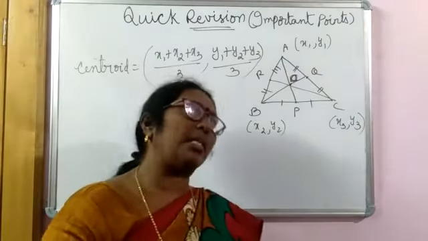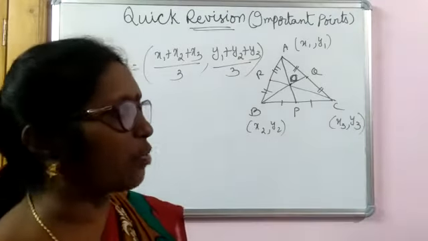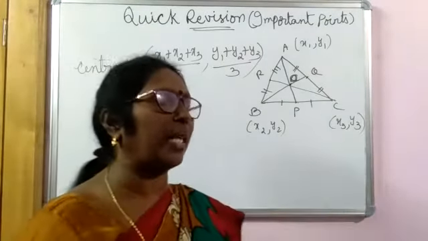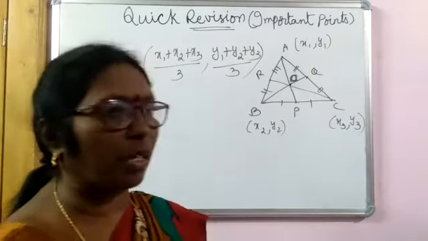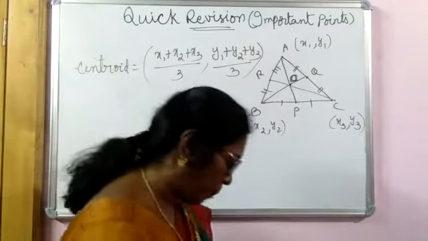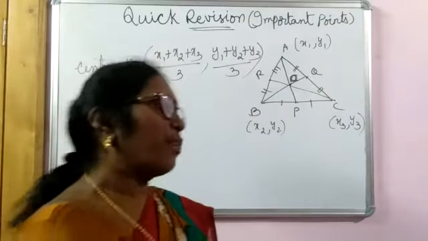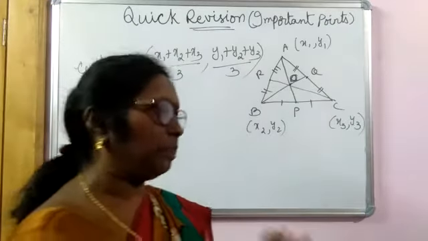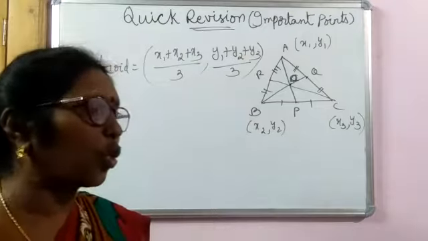And mostly in this chapter, the coordinates of some points will be given to you. Prove that the points A, B, C, D are these. Prove that ABCD is a parallelogram. ABCD is a trapezium, a rectangle, a square, like that will be given to you. For that you have to know the formulas. In order to show that ABCD is a parallelogram, what do you have to show?